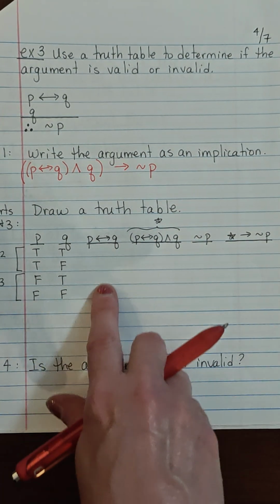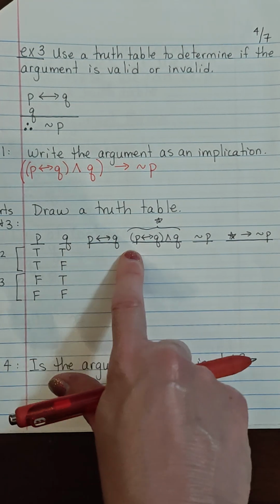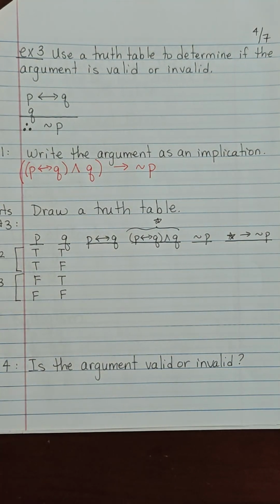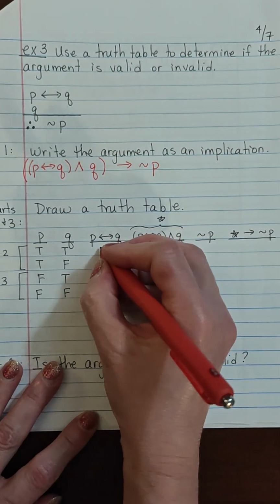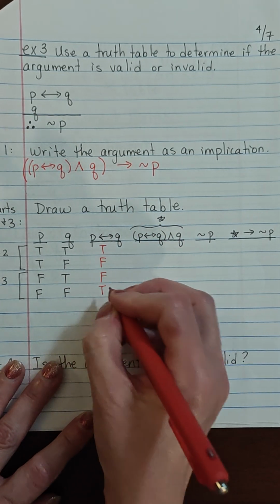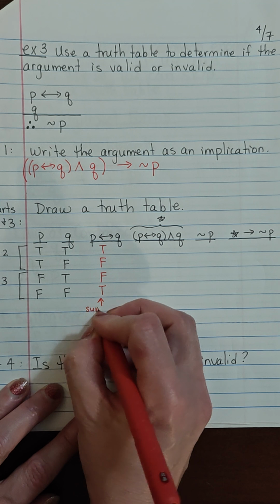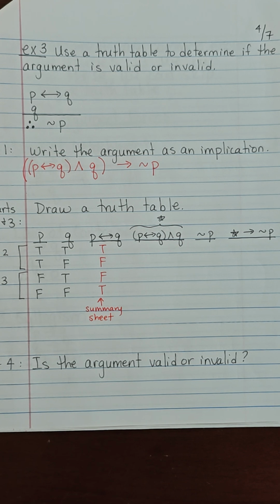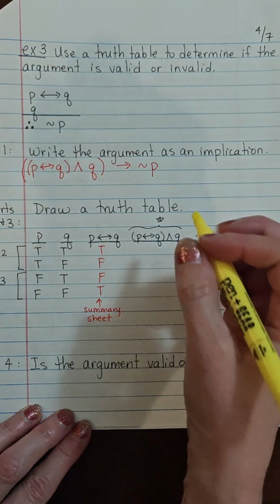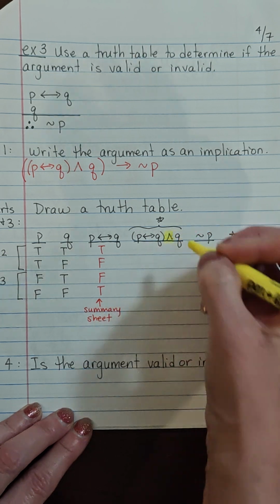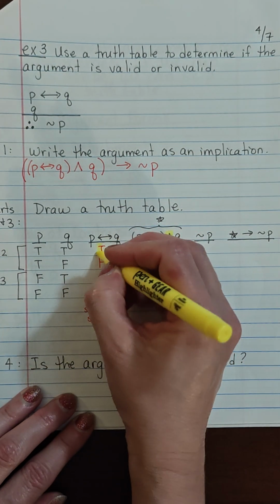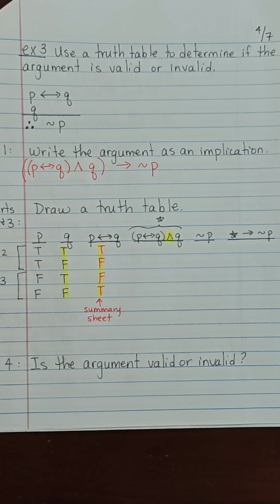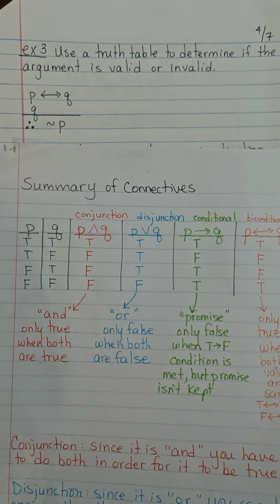Okay, so the first one, this biconditional, is just plain old biconditional between P and Q. We can just copy it down from the formula sheet. True, false, false, true. So that just came directly from the summary sheet. Next up, this is just one operation. It's just the conjunction of the biconditional and Q.